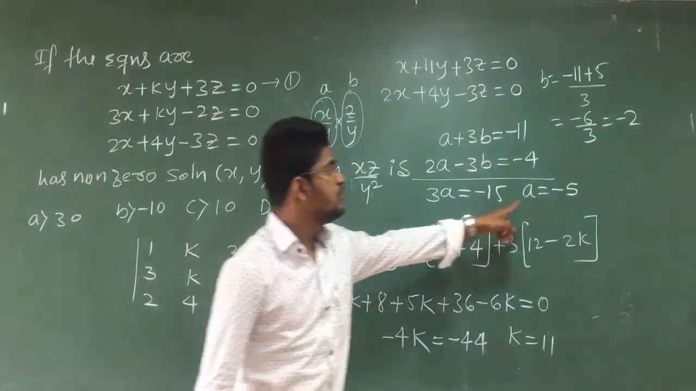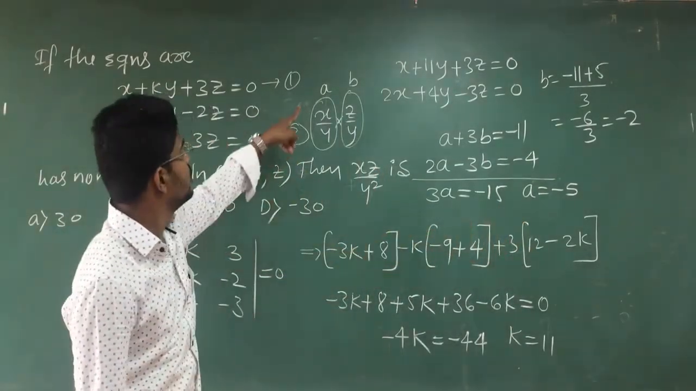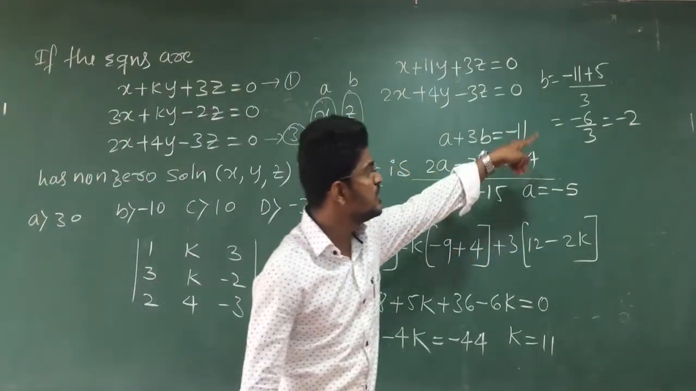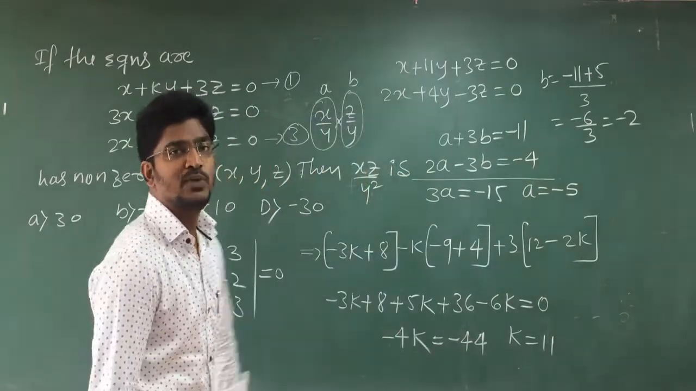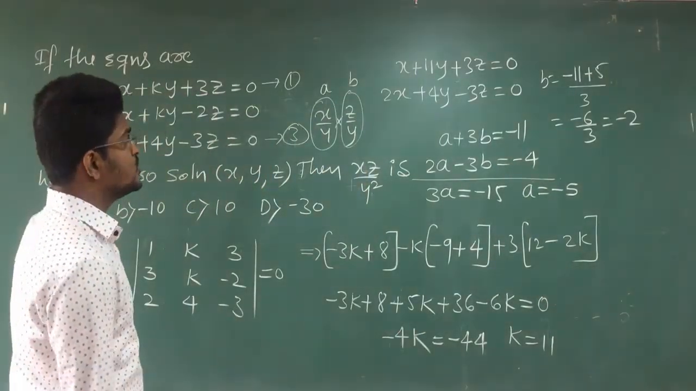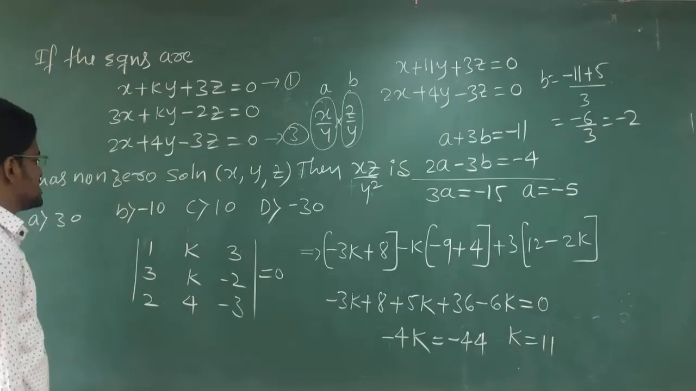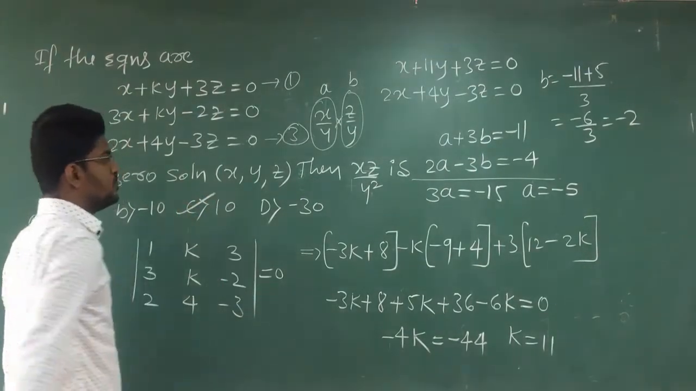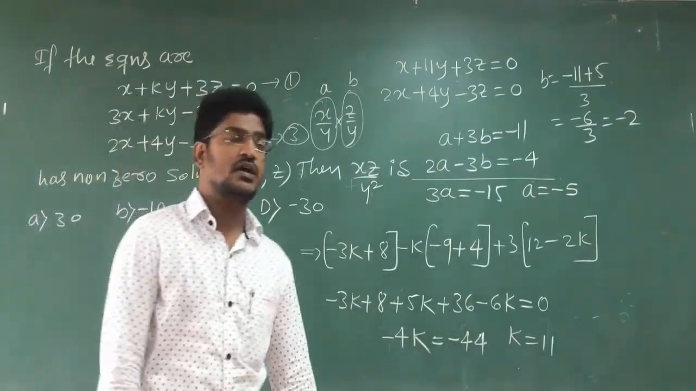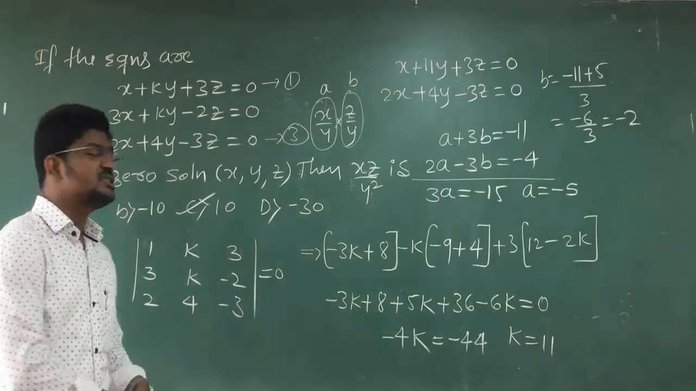A value is minus 5. So see here, you need a into b. If I multiply both the terms, I will get plus 10. Clear? So my answer will be plus 10. That is option C. Okay. So answer will be plus 10.